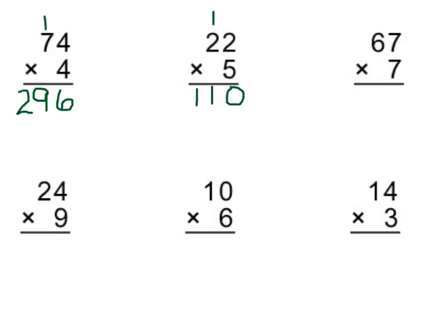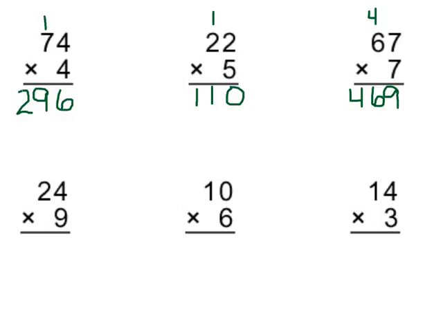My next problem is 67 times 7. 7 times 7 is 49. Put my 9 down and carry the 4. 7 times 6 is 42, plus the 4 up top gives me 46. So I have 469.